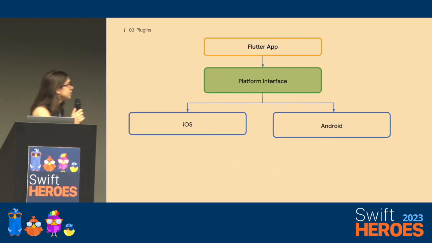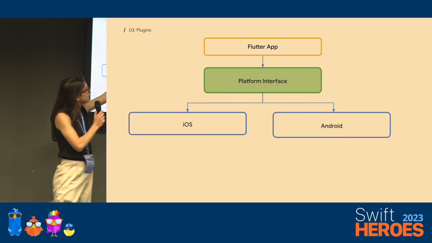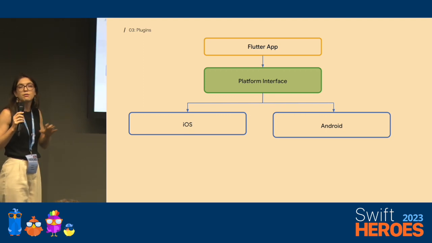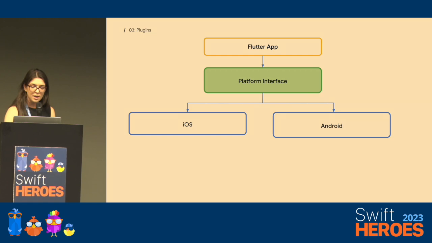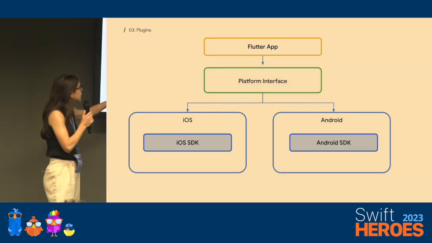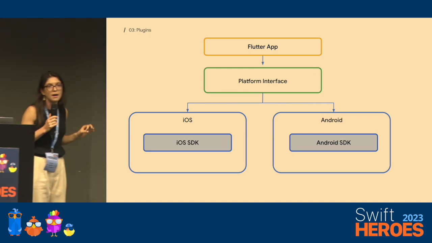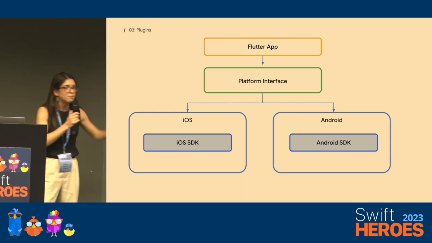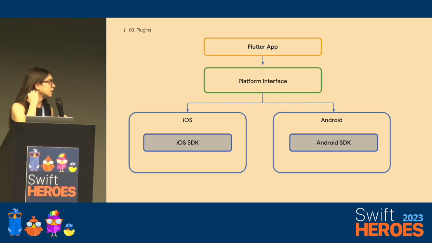So the main way we do this is through something called a federated plugin. Your Flutter app makes API calls to this Dart platform interface. It's kind of like a wrapper that's written in Dart, and then that federates to the platform it's running on and runs the specific SDK or API call for that platform. So on iOS, it might make a Swift API call or an Objective-C API call, and then on Android, like Java or Kotlin.